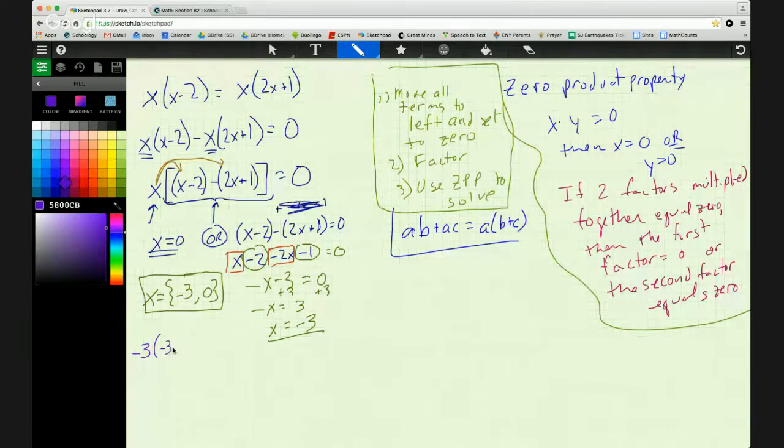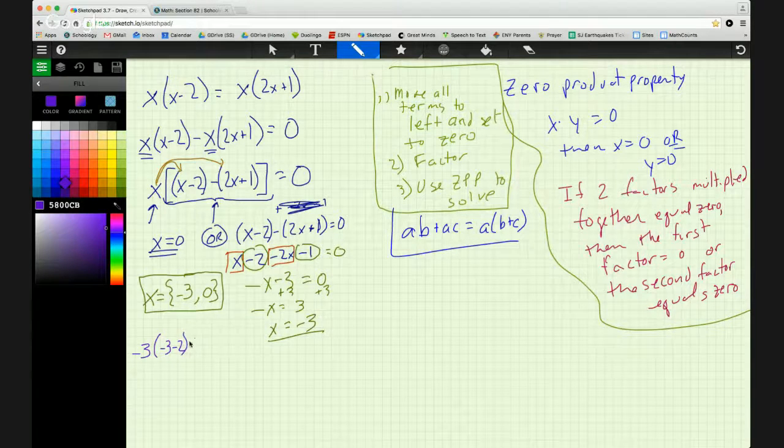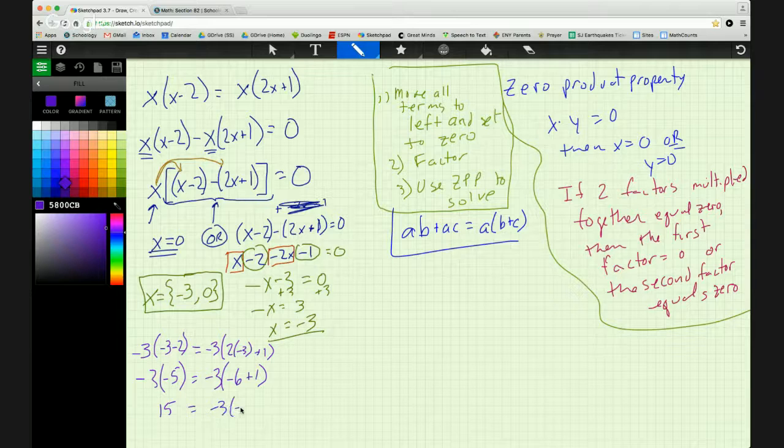So let's try negative 3 times (negative 3 minus 2). Does that equal negative 3 times (2 times negative 3 plus 1)? Well, does negative 3 times minus 5 equal negative 3 times negative 6 plus 1? Oh, this is looking good. So this is 15, equal to negative 3 times negative 5. 15 equals 15. Oh my goodness. Sweet. This is our answer.